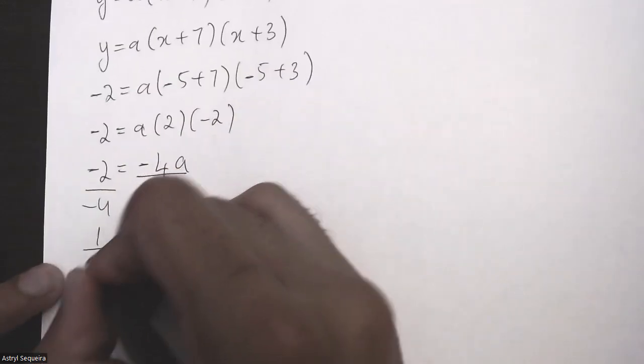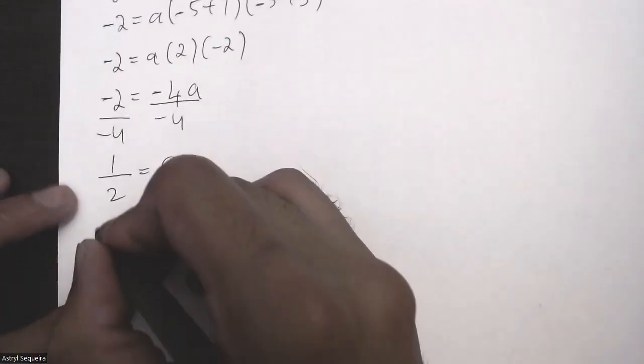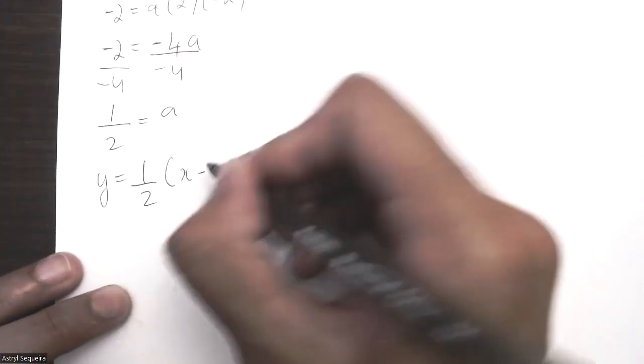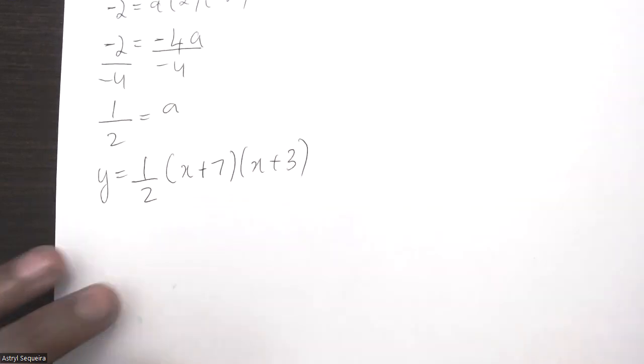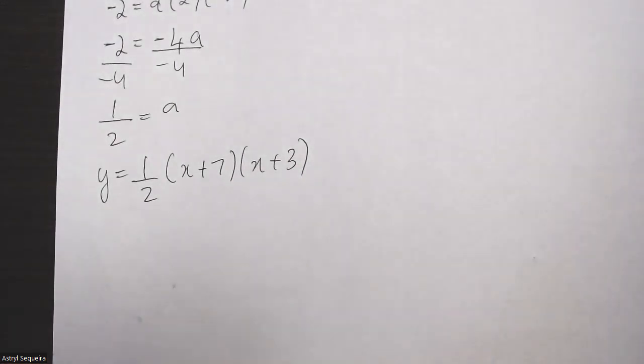I get my a value to be 1 over 2. So my equation is just y equals 1 over 2 (x plus 7)(x plus 3). So very similar to what we were doing earlier, but now we're in factored form. So this is pretty simple. I'm not going to do another practice question for this one because it's kind of the same procedure.